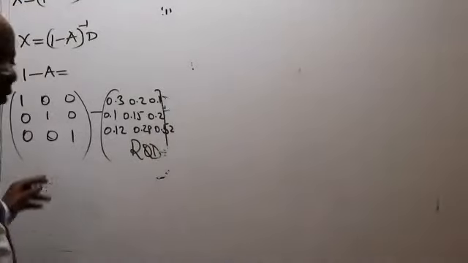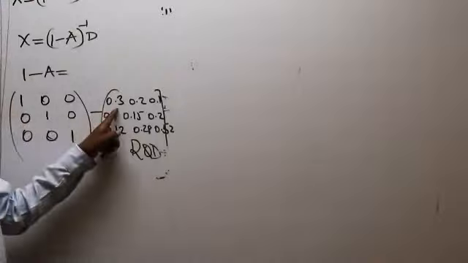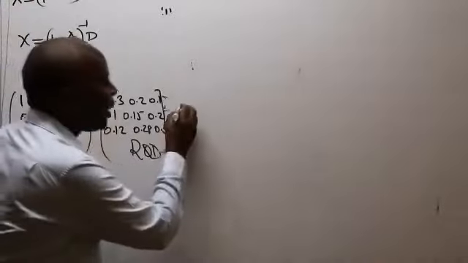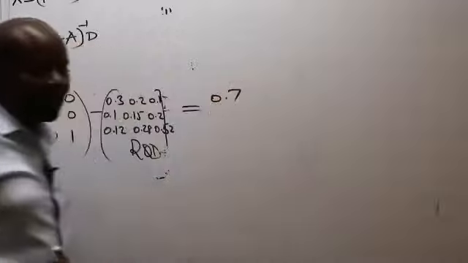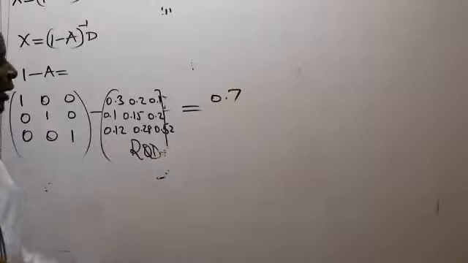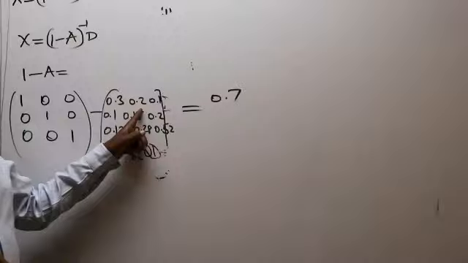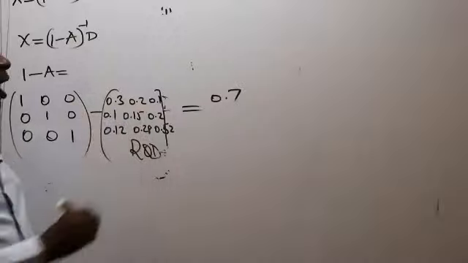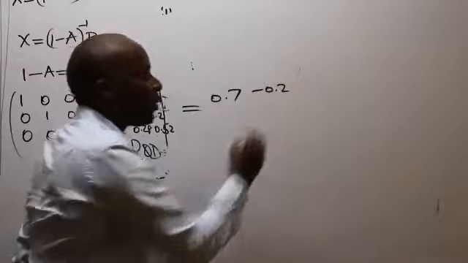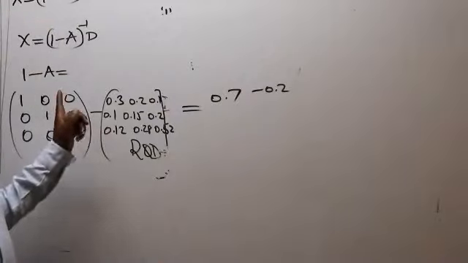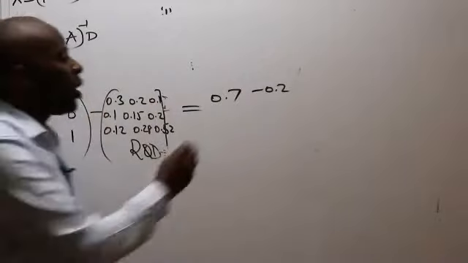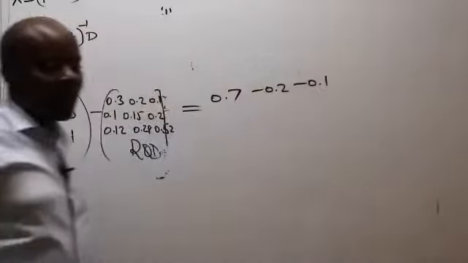So the first figure will be 1 minus 0.3. 1 minus 0.3 gives me what figure? 0.7. And then we have 0 minus the second figure, this gives me minus 0.2. And then the third one, which is 0 minus 0.1, gives me minus 0.1.